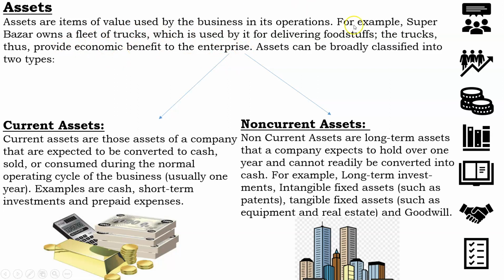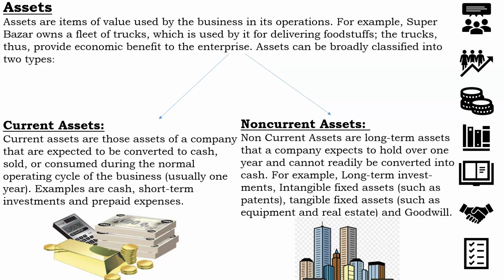Now, here I have provided you with one example, that is Super Bazaar. Maybe it is a store and it has a fleet of trucks, which are used for delivering the foodstuff to the customers. Now, that truck is not for the selling purpose. The work of Super Bazaar is to deliver the foodstuff to the customers and not to deliver the trucks. But to reach the customers, trucks are being used by the Super Bazaar.